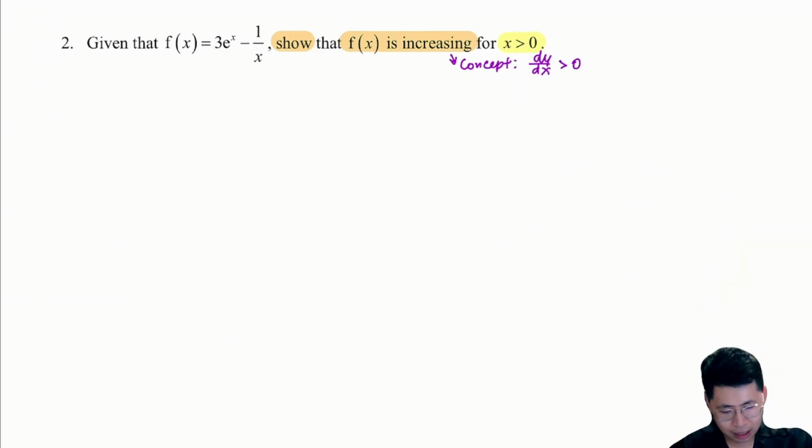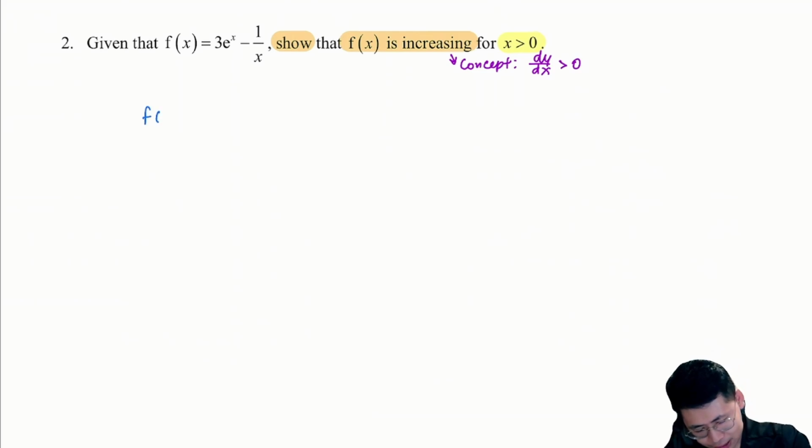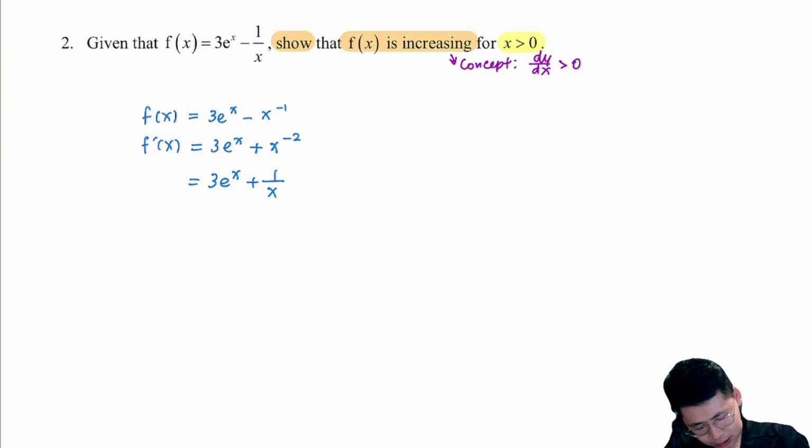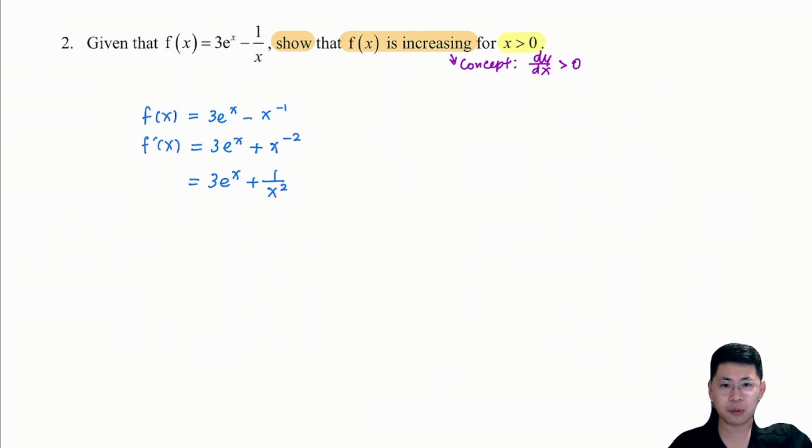Okay, and now let us do dy/dx, and let's find the derivative first. Starting with f(x) equals 3e^x minus x^(-1), writing in a power mode. Now differentiate this: f'(x) will be equal to 3e^x, because when you differentiate e^x, it remains the same. There is no chain rule over here. We can just take this directly. This one, bring the power down, power minus 1. So writing this, this is 3e^x plus 1 over x squared. Okay, so this is the expression that we've got.